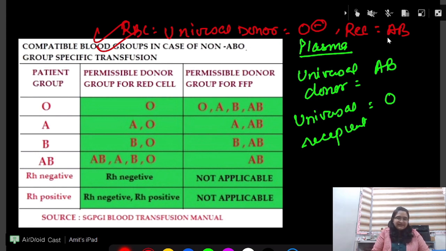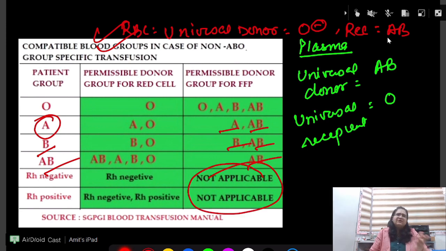So if a person has A blood group, then the plasma which we can give him is A and AB. B blood group, B and AB. AB blood group, AB. So this you should remember. And ABO is recommended for FFP but not a necessity.